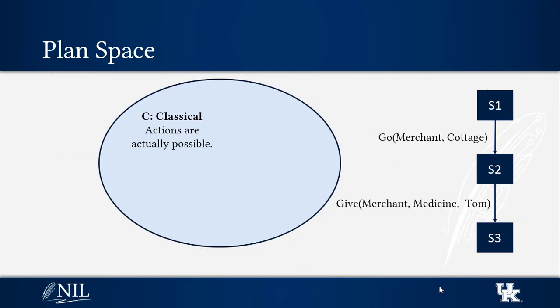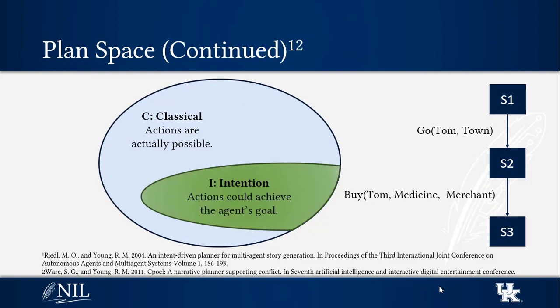How does the space of all valid plans change after including emotions? This circle is the set of all possible plans in classical planning. For example, the merchant may hand the medicine to Tom without any reason. That is why it is necessary to only allow agents to take actions that help them achieve their goals. Let's assume this subset of all plans in classical planning represents the plans that include intentionality.